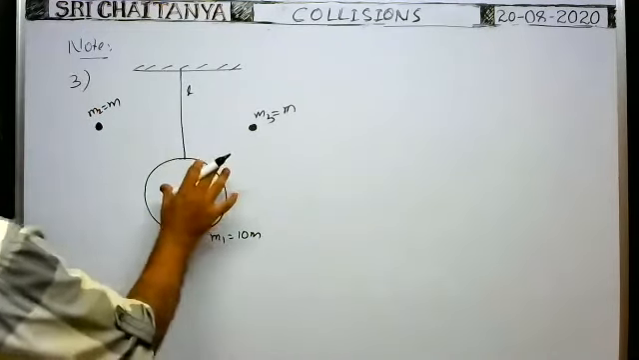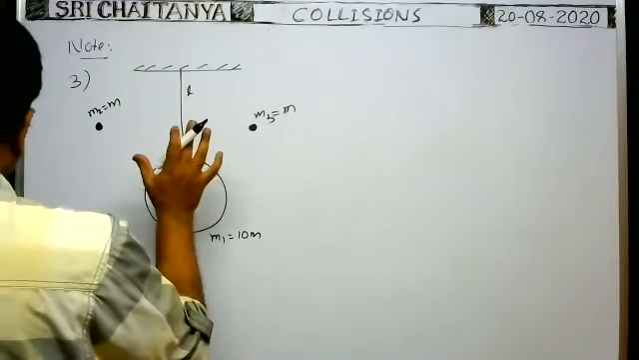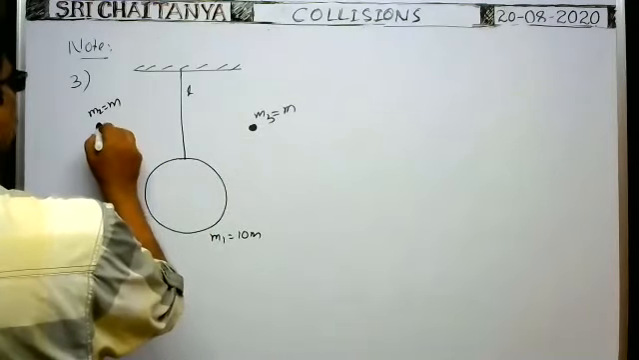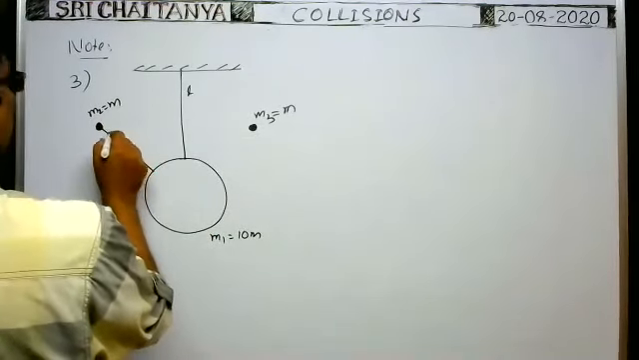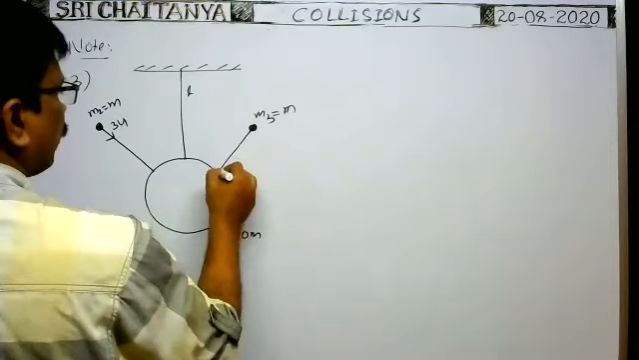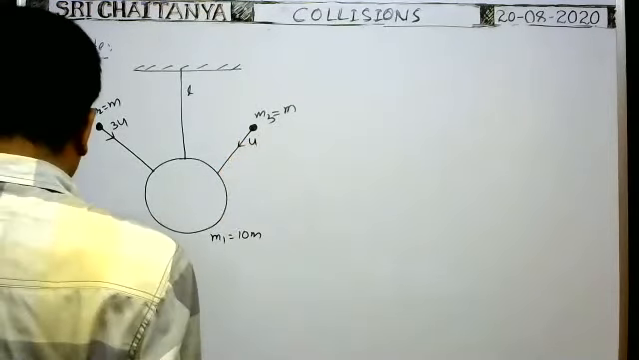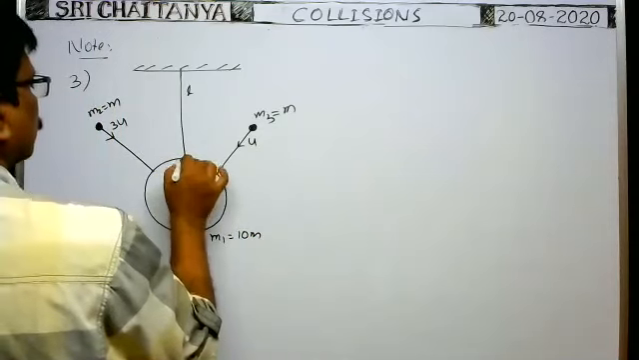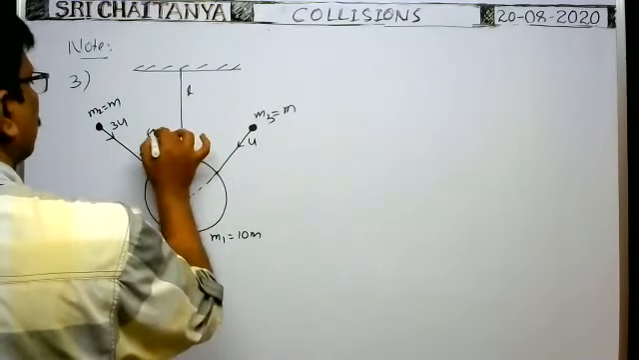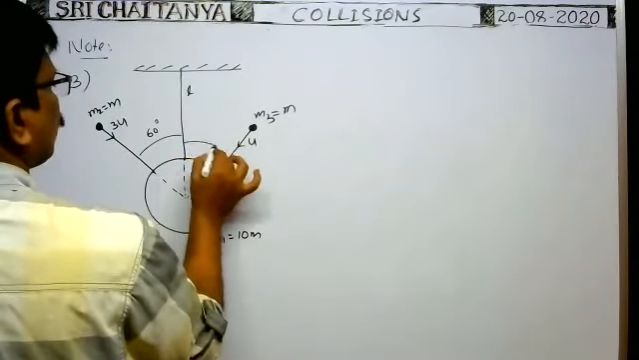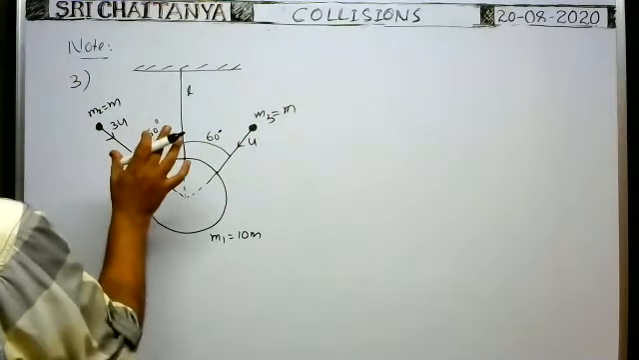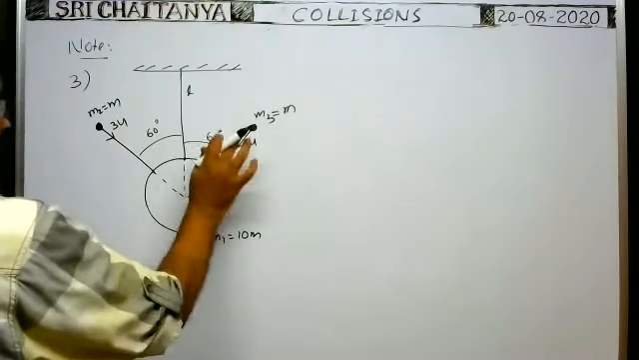Two particles of masses m each strike the bob with velocities 3u and u. Here this particle strikes the sphere with a velocity 3u. This particle strikes the sphere with a velocity u, that is given. The angles are also given. This angle is 60 degrees. This angle is also 60 degrees. That means both particles travel symmetrically and collide with the large sphere with velocities 3u and u.